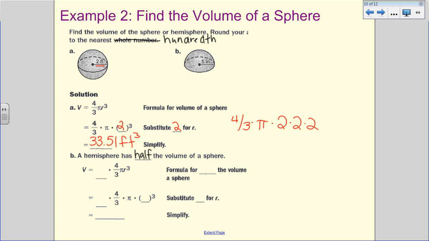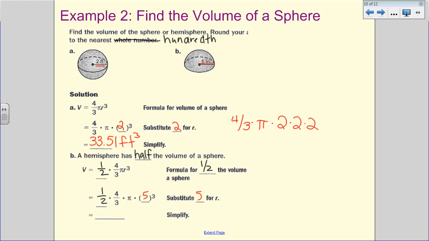All right, so the hemisphere has half the volume of a sphere. So that means we're going to multiply that formula by 1/2. All right, so we're going to have a formula for half the volume of a sphere. So we're going to plug in this 1/2, but we also have to use this 5 for our radius. We're plugging in 2 different values this time.